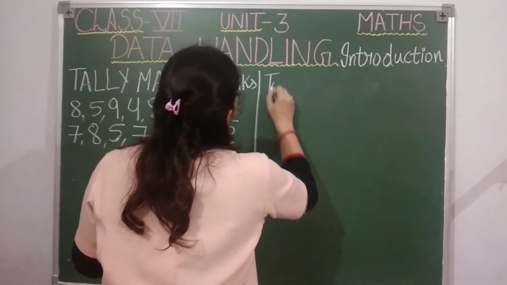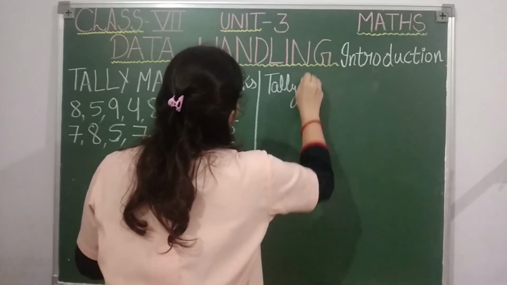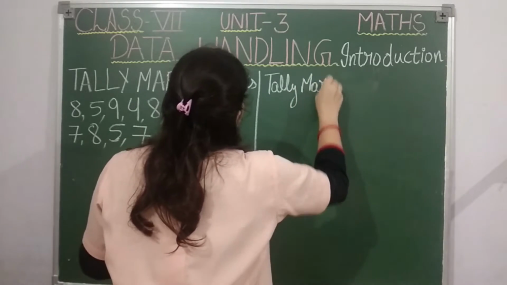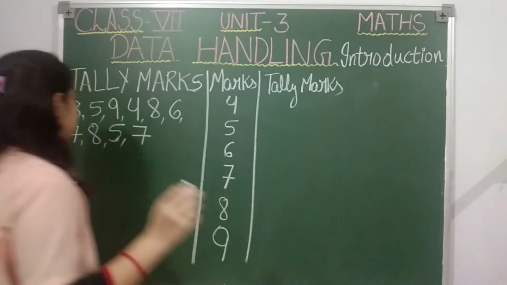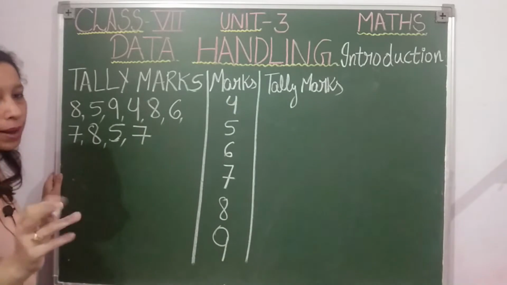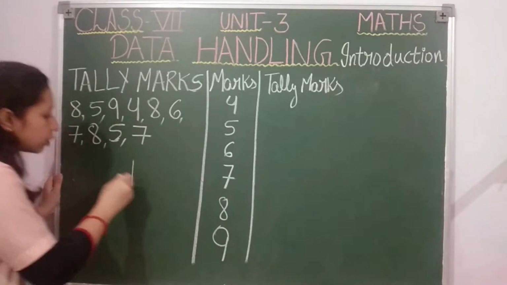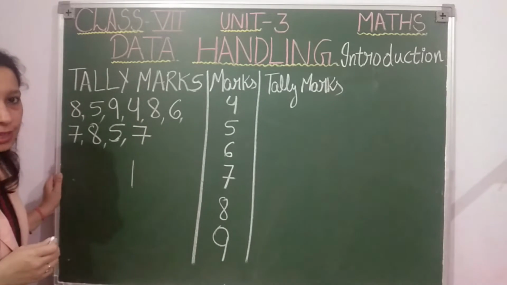So students, the next column will be telemarks. Now let us discuss a little bit about telemarks also. In your 6th standard you have studied how to draw telemarks, isn't it? For telemarks we use such vertical strokes, isn't it, students?